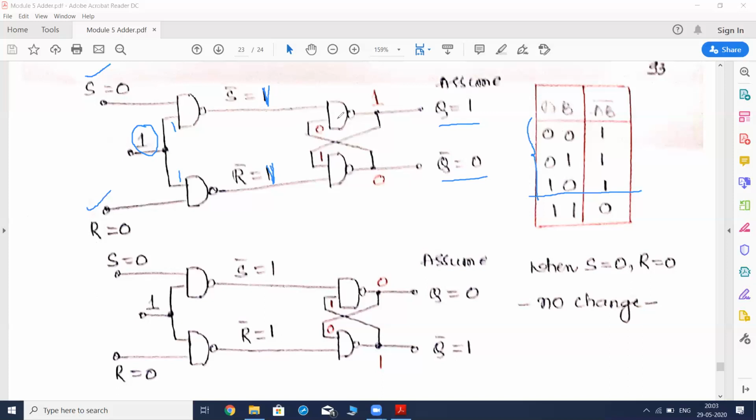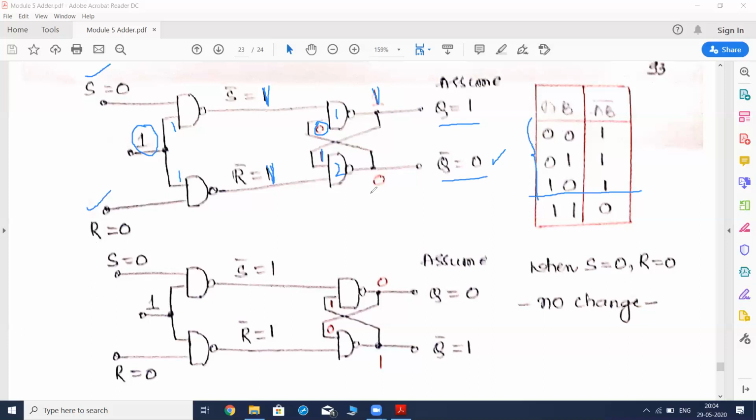Now, since this is an S bar R bar latch, which is constructed using NAND gates, we have to start the analysis from 0. So where is our 0 now? We have already assumed Q bar as 0, right? So we need to start our analysis from this point, that is NAND gate 1. When one of the inputs to NAND gate 1 is 0, we are getting the output as 1. When it appears over here, R bar is also 1, and this feedback that is taken is also 1.